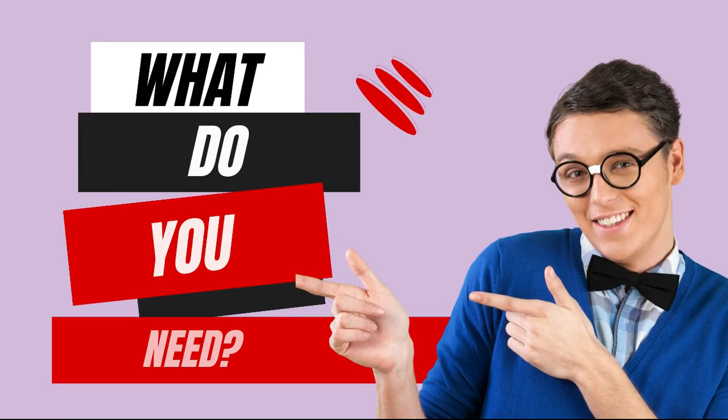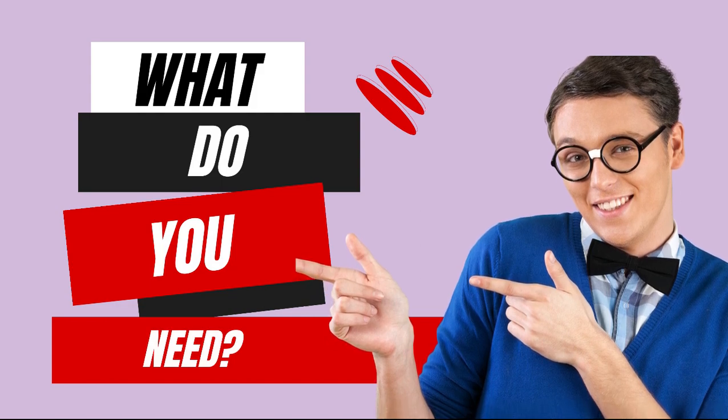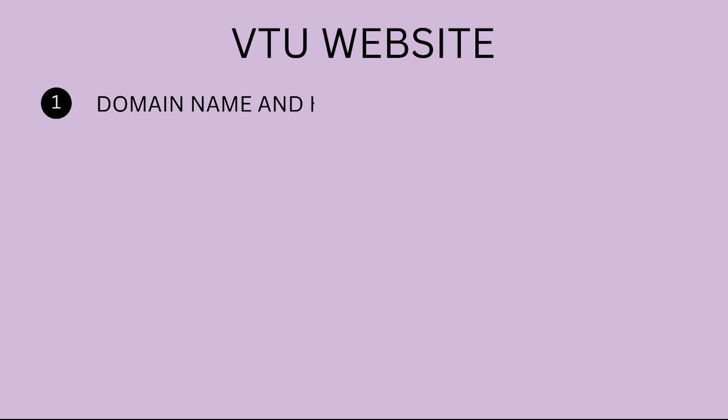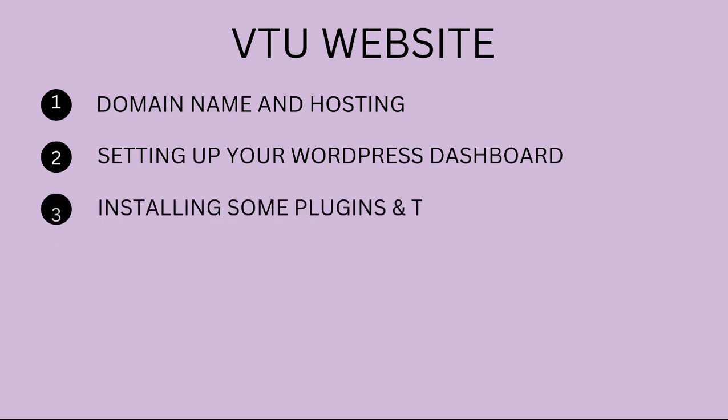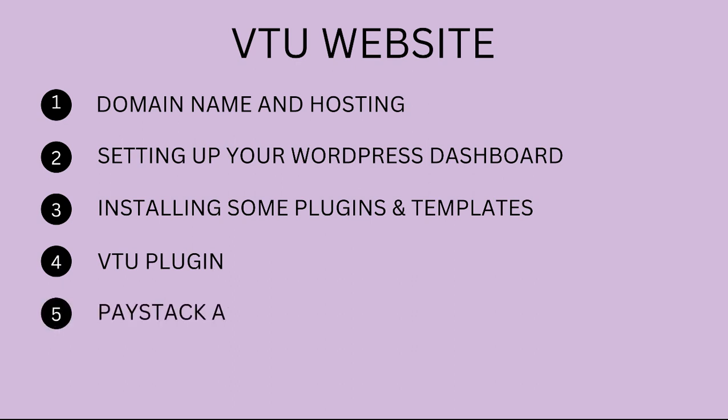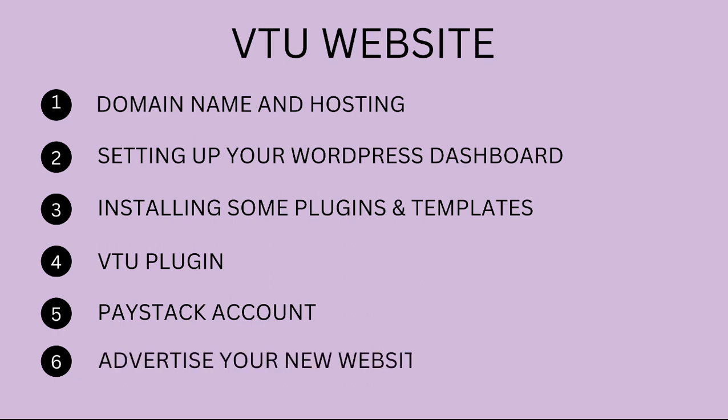Now, what do we need to do to create a VTU website? Well, you're going to need a couple of things, and one of them is a domain name and hosting. Then you need to set up your WordPress dashboard. Third, you need to install some plugins and some templates, especially the VTU plugin. And then the fifth one, you need a Paystack account. Why? Because these users will want to fund their wallet, so you need a payment gateway to ensure that their funding is automated. Then number 6, you need to advertise your new website. So now let's dive right in.